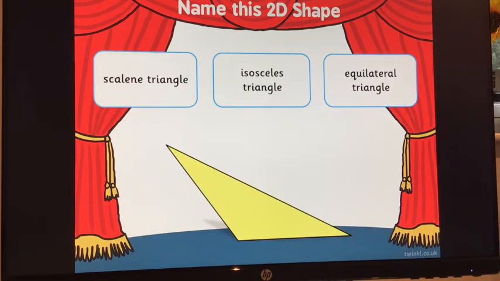A scalene triangle, an isosceles triangle, or an equilateral triangle. To help you, because it's not too clear from the picture, all 3 sides are different lengths in this triangle. So it can't be equilateral because the sides would be the same length. If it was isosceles, 2 sides would be the same length, so it must be a scalene triangle.